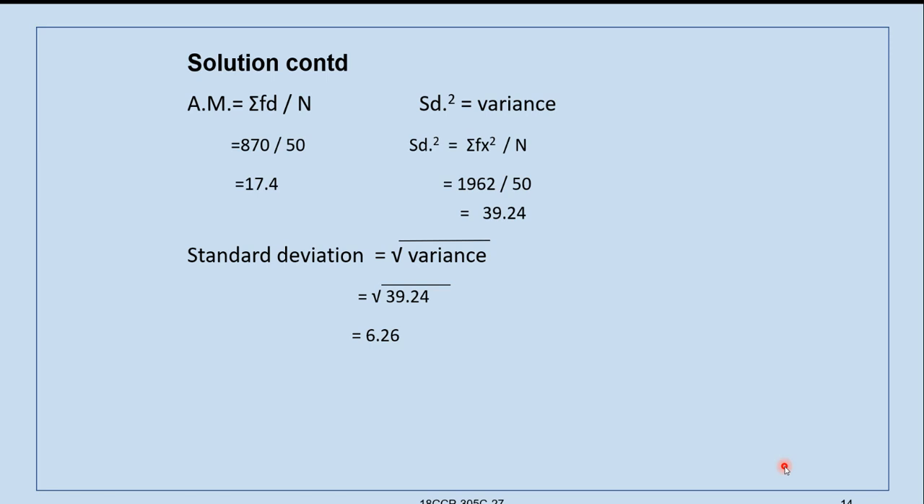Standard deviation is 6.26 and variance is standard deviation square. Variance is standard deviation square, that is sigma fx square by n, that is 39.24. Please understand, we are calculating standard deviation square, that is variance. Okay, right.